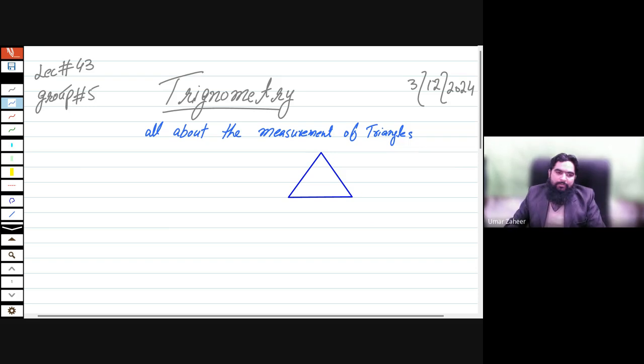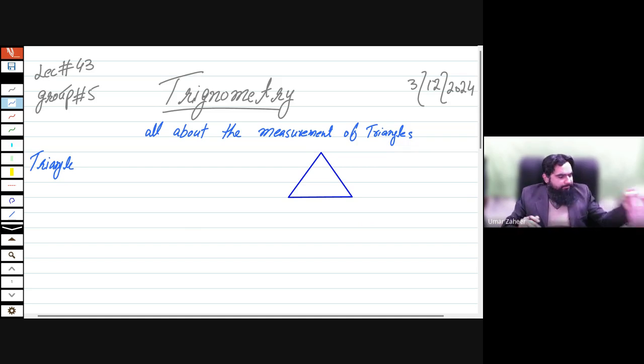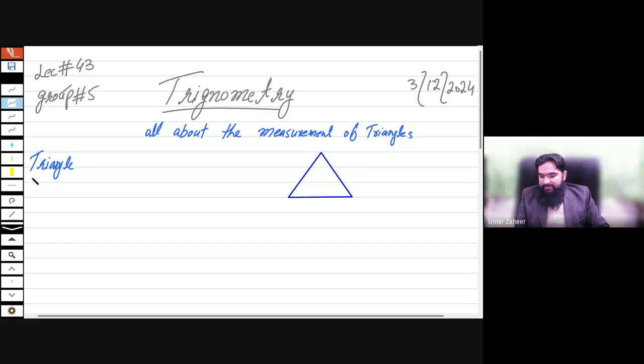You are telling me the names of the right angle triangle sides. Okay. So obviously we have to say that trigonometry is all about triangles. So first of all, we have to discuss a little bit about triangles. Anyone, what is a triangle?